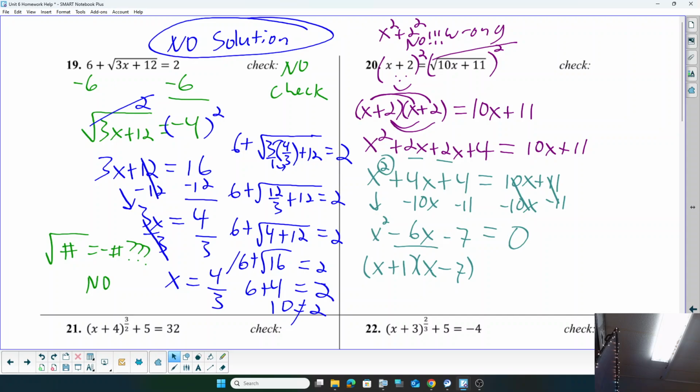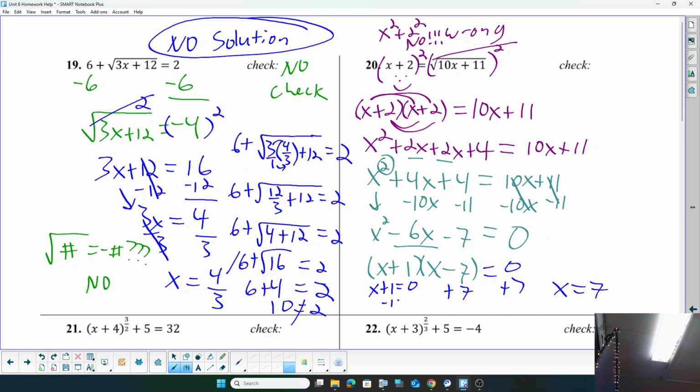Okay, we get 2 solutions. Set them both equal to 0. We add 7 to the other side, so we get x equals 7 as a solution. Then x plus 1 equals 0 as well, minus 1 to the other side, so we get x equals negative 1. So we have 2 solutions that we need to check.